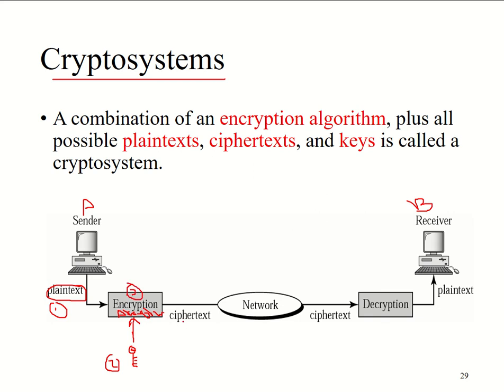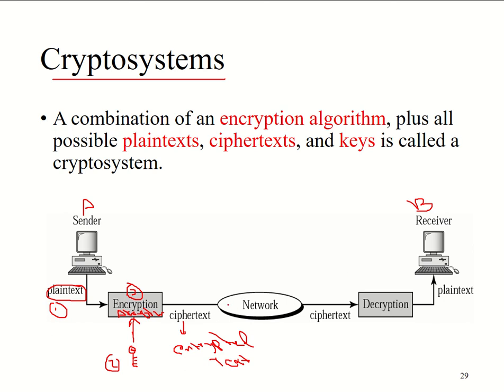What do we get? We get the ciphertext. The ciphertext is the encrypted text. This is the output from the encryption algorithm. So you give the plain text to the encryption algorithm and the key, and you will get the ciphertext. No one can read this ciphertext except the one who has the key, which is B.